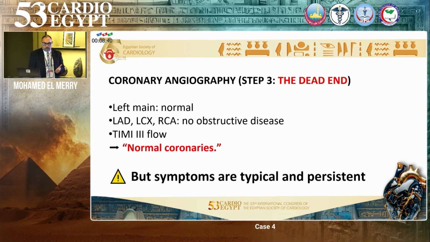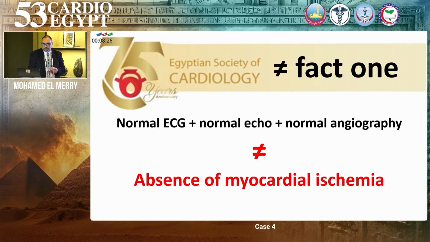Left main artery was normal. LAD, LCX, and RCA had no obstructive lesions, with TIMI flow 3. There are normal coronaries, but still the symptoms are the clue for us. It's a typical chest pain with typical risk factors. So the first fact I wanted to give to you today is that a normal ECG, normal echo, and normal angiography still don't mean that the patient has an absence of myocardial ischemia.